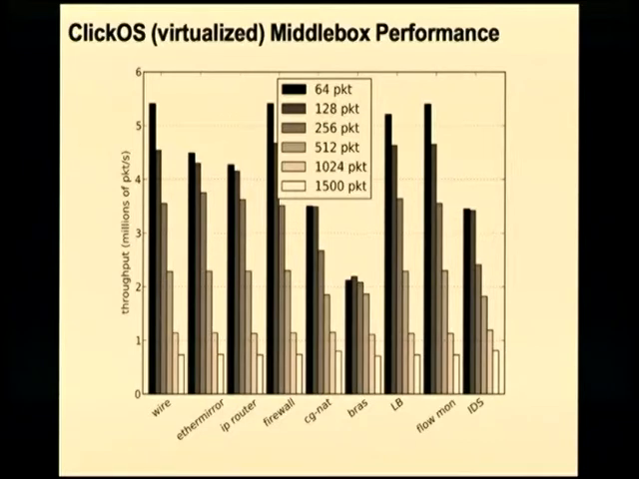Then a software BRAS, which, for those who don't know, is the first hop of the DSL subscriber. It does PPP termination, IP-LCP handling, and session management as well. Then a load balancer, a flow monitor that gathers statistics about the flows, and an intrusion detection system, just checking the contents of the packet with just 5 rules.